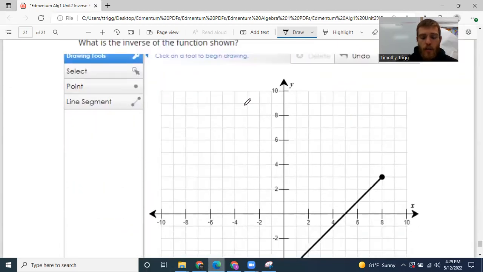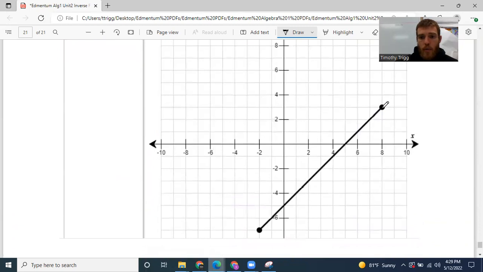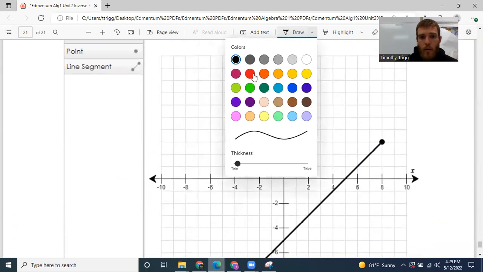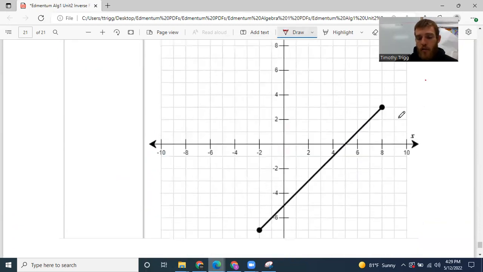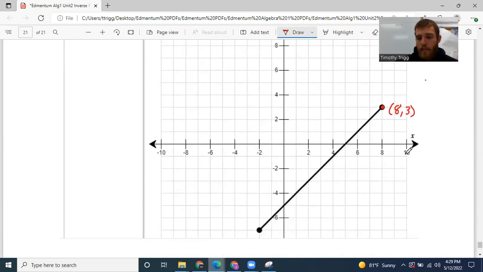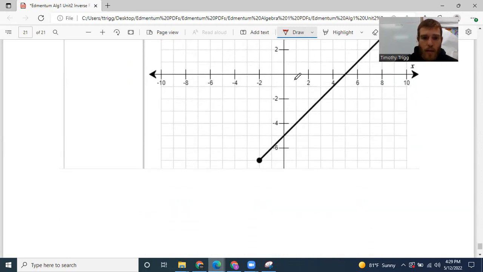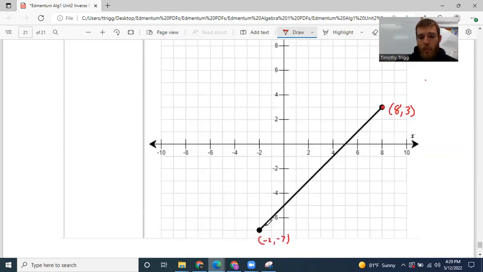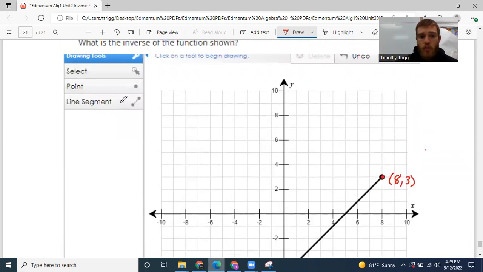What is the inverse of the function below? So here we have a couple of coordinate points. We would just swap the x and y. So for this coordinate point, this is 8, 3. So swap that x and y and graph that point. And then this is -2, -7. Swap the x and y here and graph that point as well. Connect those points using the line segment tool.